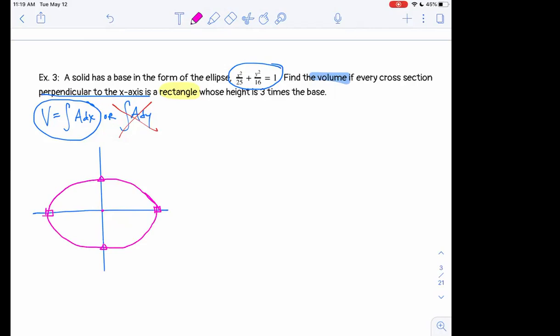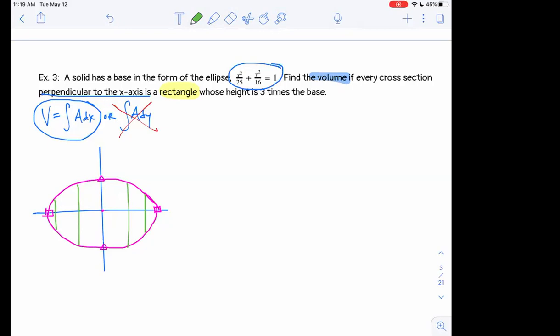So let's draw in our lines that represent the cross section. I want to draw these lines so that they are perpendicular to the x-axis. So if I draw the line like this, no go. That is parallel to the x-axis. I want to make sure I draw the lines perpendicular. So like this, like this, like this, like this. You can draw as many or as few as you want, but I would recommend at least one, okay?